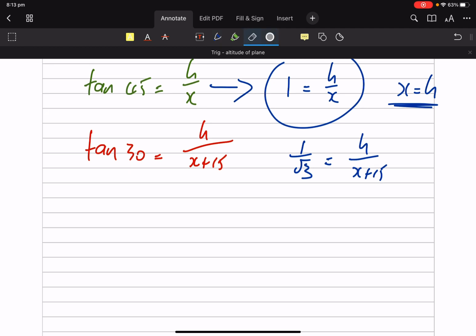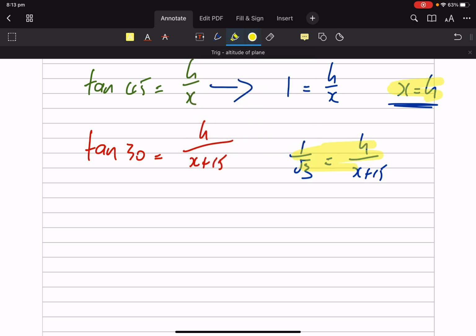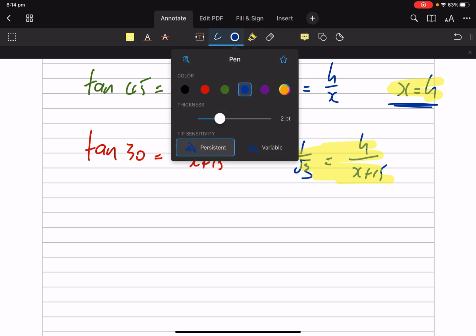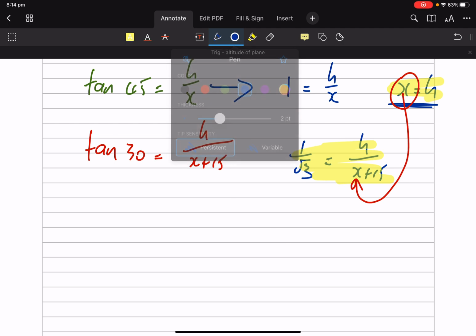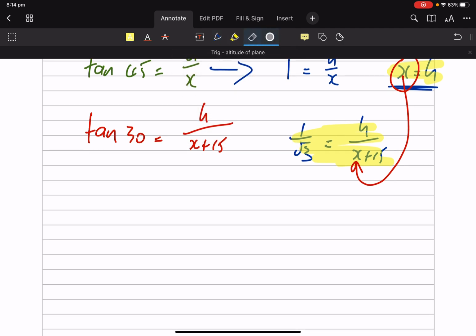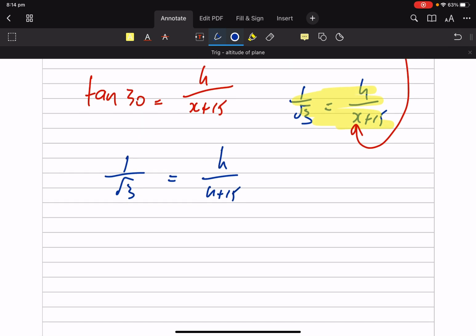So I have got 2 equations and 2 unknowns, and I don't know whether you see it. I'm wanting to find h, so I'm going to put that x in there and get 1 on root 3 equals h on h plus 15. So that's simultaneous equations by substitution. 2 equations, 2 unknowns, substitute in, and away we go.